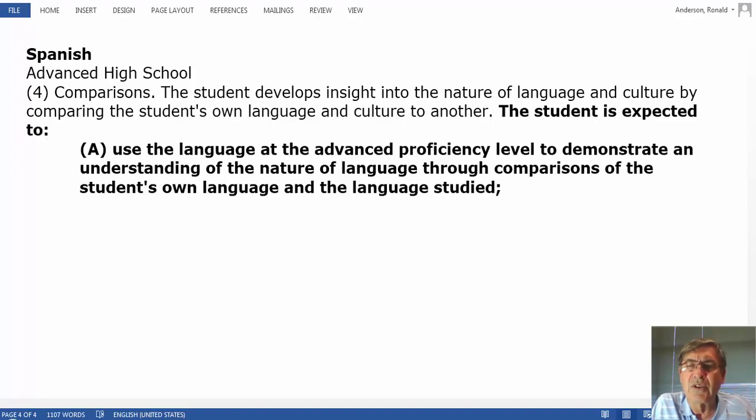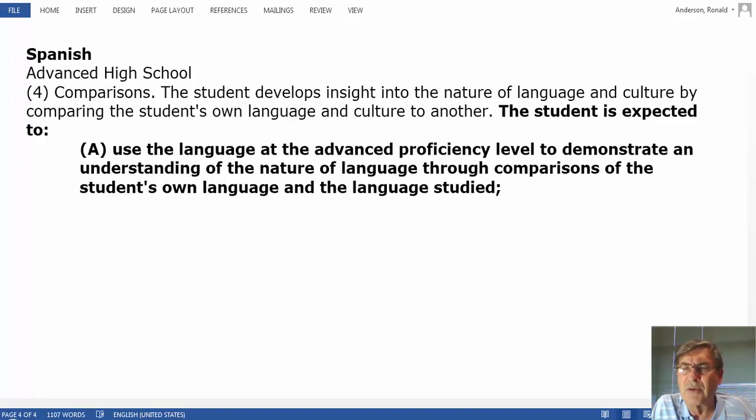Use the language at the advanced proficiency level to demonstrate an understanding of the nature of language through comparisons of the student's own language and the language studied. Remember that for this assignment, you assume that this is not Laredo, that you have students with various abilities in Spanish. They're not all of Hispanic origin, but they are advanced Spanish students. The student's own language is English. The language studied is Spanish. So this will be a comparison of English and Spanish.